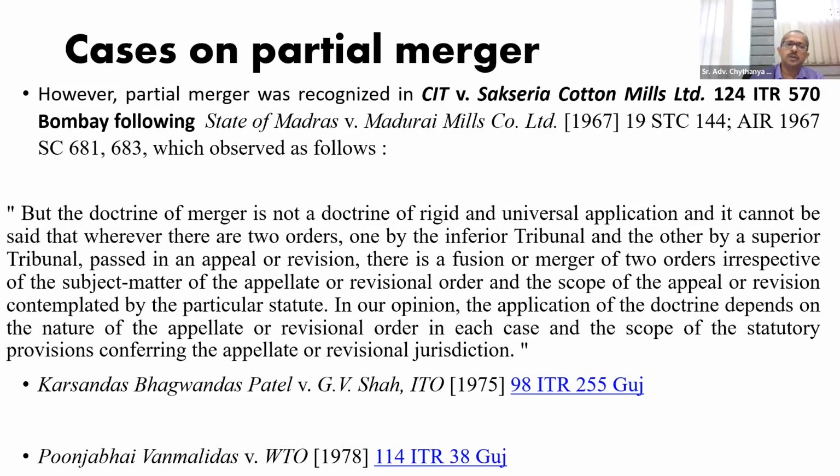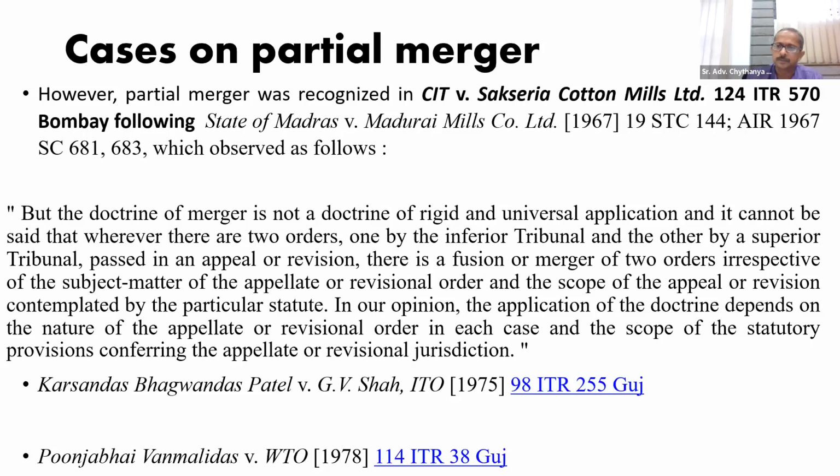And it cannot be said that wherever there are two orders, one by the inferior tribunal and the other by the superior tribunal, passed in an appeal or revision, there is a fusion or merger of the two orders, irrespective of the subject matter of the appellate or revision order and the scope of appeal or revision contemplated by the particular statute. In our opinion, the application of the doctrine depends on the nature of the appellate or the revisional order in each case and the scope of statutory provisions conferring the appellate or revisional jurisdiction. Now, this is extremely important. So what the Supreme Court says is it doesn't rule out the doctrine of merger theory. It only says it is not a doctrine of rigid and universal application. In a given situation, it may apply.